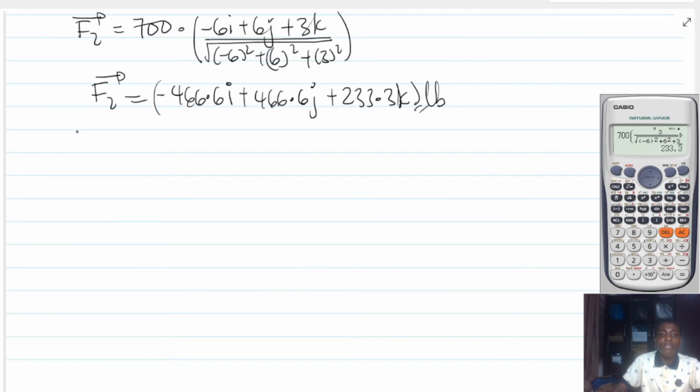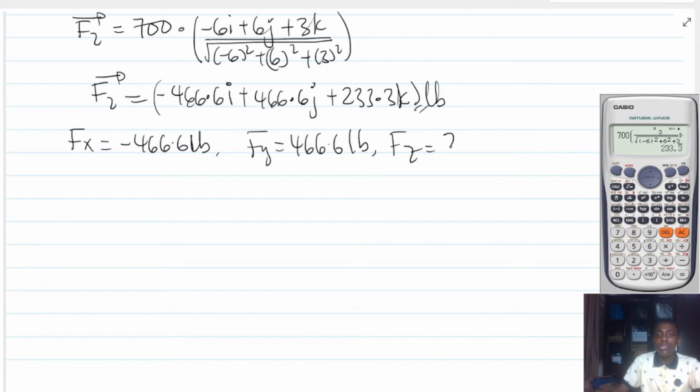If I want the scalar form, then Fx is going to be minus 466.6 pounds, and then Fy is going to be 466.6 pounds, and then Fz is going to be 233.3 pounds, and that is it.